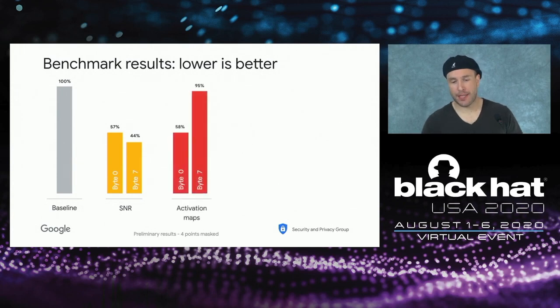Now, if we look at the activation map, that's where we start to be really sad. At least we were very sad. The activation map performed really worse than that.